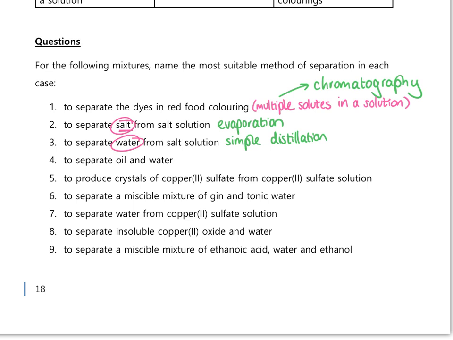Number 4 is to separate oil and water. Well, let's think about what type of mixture this is. Oil and water are immiscible. They are liquids that do not mix. And so what do I use to separate them? A separating funnel.